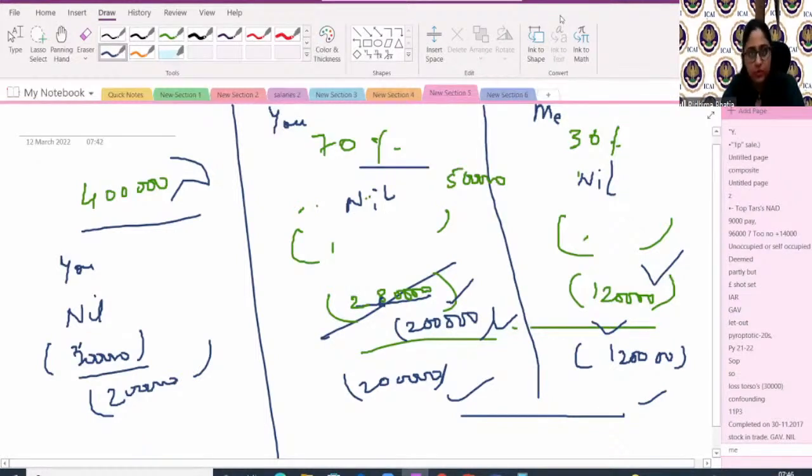The share of the co-owner would be given in the question. Either it would be written that they are equal owners. Equal owners means 50-50%.